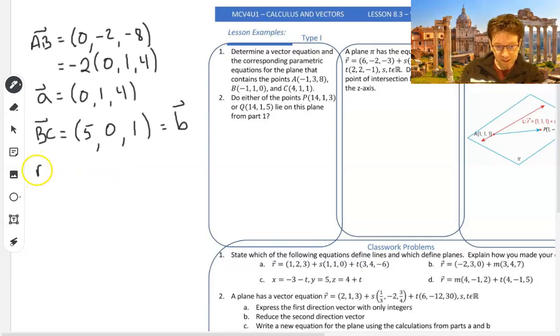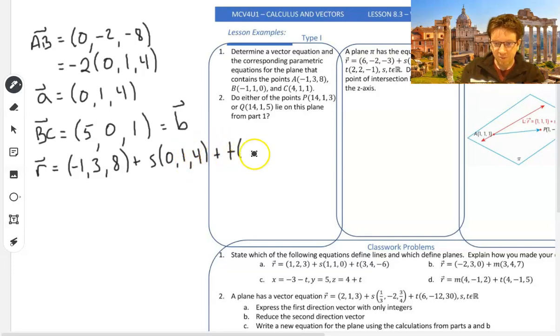Now I can write our vector equation for the plane R equals, we need some known point on the line. We have 3 of them, so we have our pick. It doesn't matter which one you use, right? Just like the vector equation of a line, there's an infinite number of equations that will describe the same plane. So I'll just go with A, it's the first one. So -1, 3, and 8, plus some scalar multiple S of A, so 0, 1, and 4, plus some scalar multiple T of B, 5, 0, 1, where S and T can be any real number. Okay, and that is our vector equation of the plane.